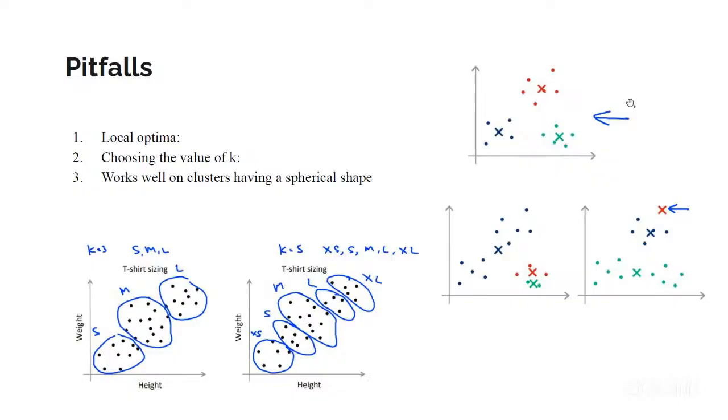And local optima, meaning it can be like this or it can just be like this. Okay. It can change based on the location of the initial centroid. So these are some problems that you have.